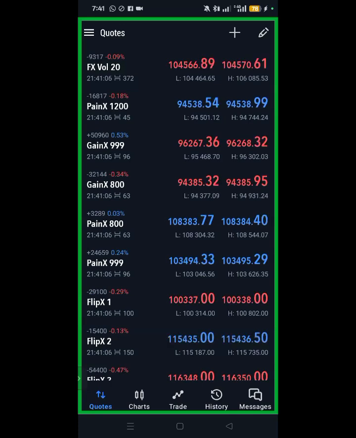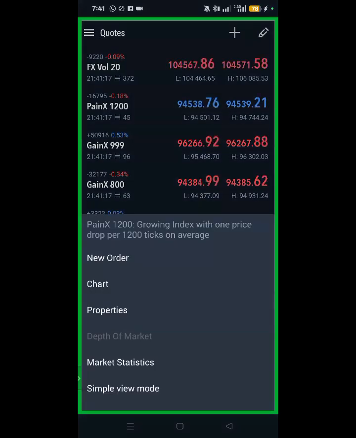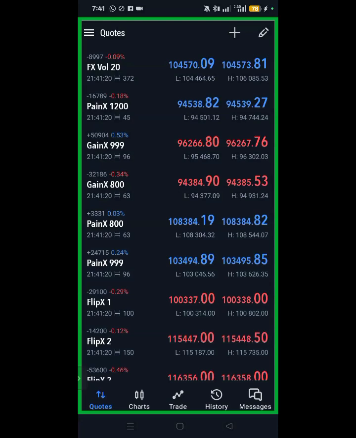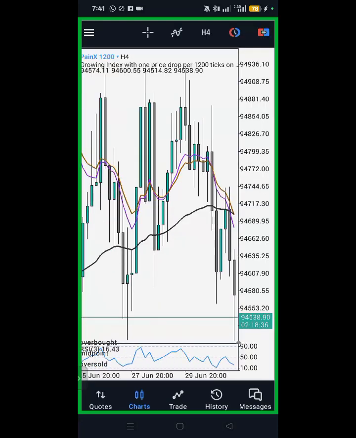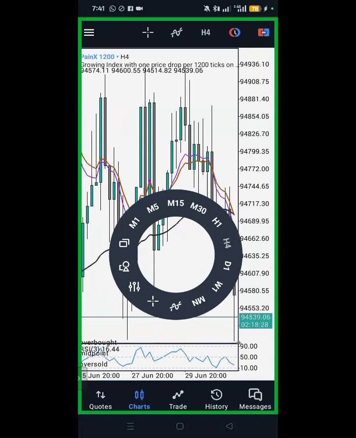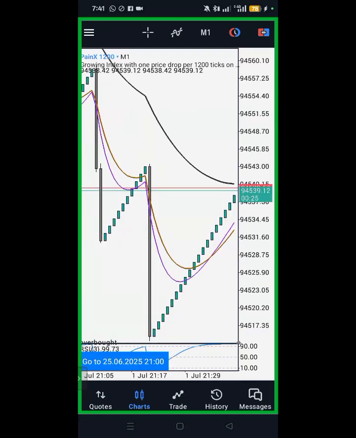Let me pick randomly. Pain X 1200. So I pick it. Then I show us how to check the time frame. You can either come to this point, where I click and it shows you a lot of time frames, which is a long process. Just click on the screen and look at M1. It's 1 minute. As usual, I have to pick our tool, and this is the tool.